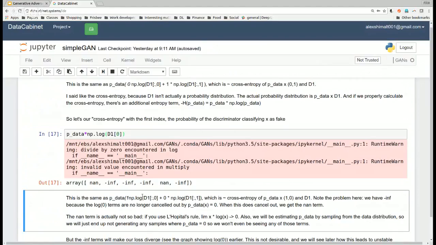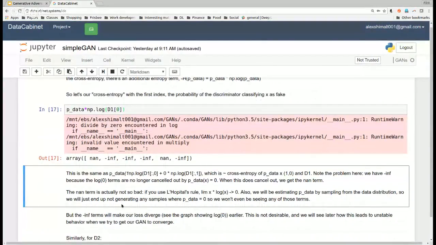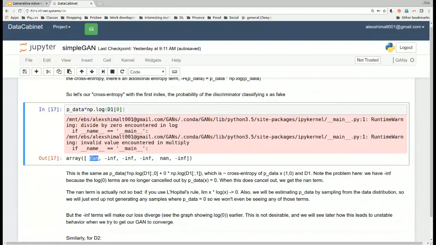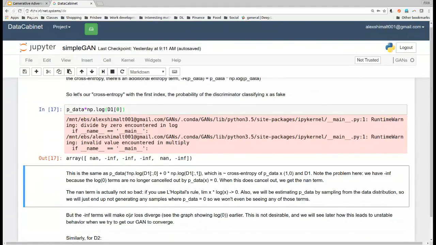First of all, we have these NaN terms and these negative infinity terms. The NaN terms mean it's something like 0 times log 0. That's actually not that bad, because if you take the limit, 0 times log 0 goes to 0. Also, when you don't actually know P of data, you sample from the data distribution, so you just don't generate any data where P of data equals 0. You never even see them. So this is the less important issue, and the negative infinity is the more important issue.